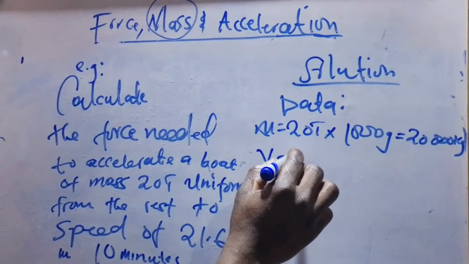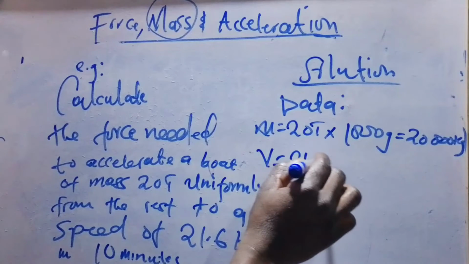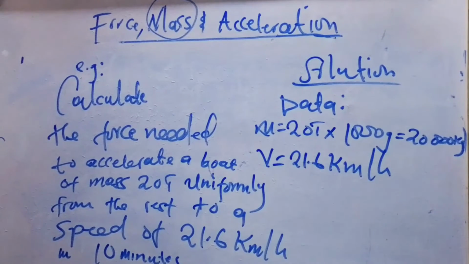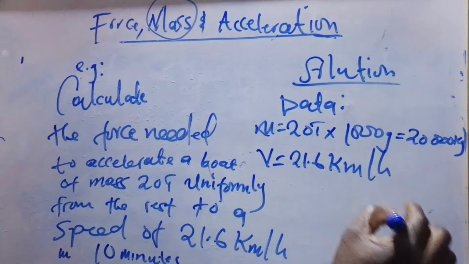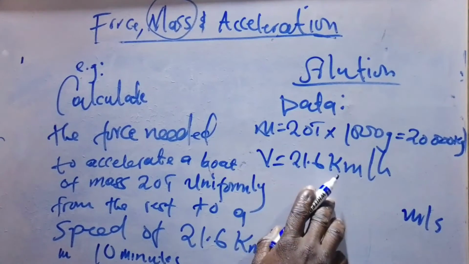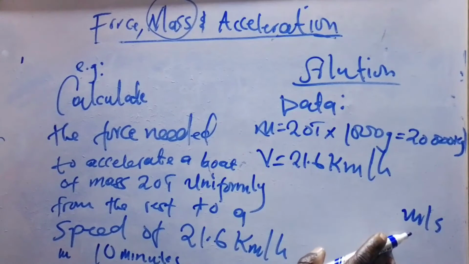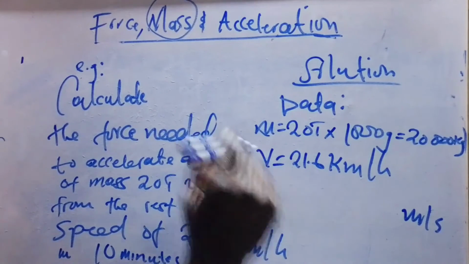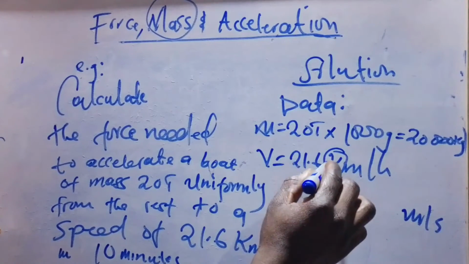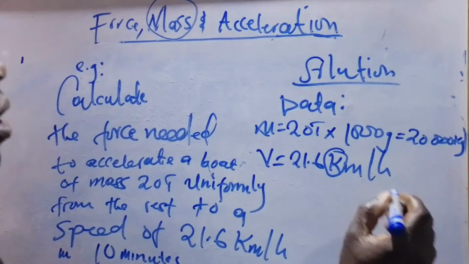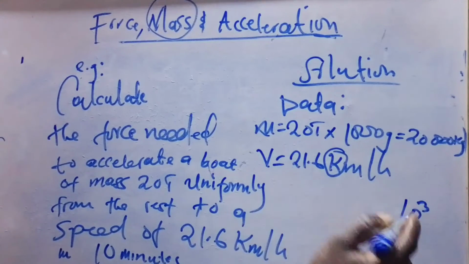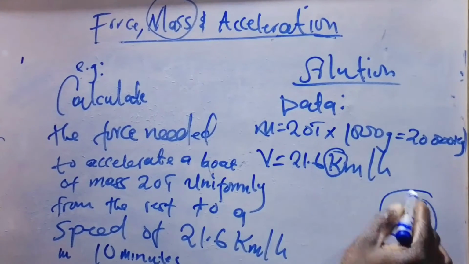Velocity is 21.6 km per hour. And remember that velocity is measured in meters per second. So we have to convert this 21.6 km per hour into meters per second. So how do we do this? We all know that where there's k, where there's kilo, it is made up of 10 power 3. So we are going to substitute this k with 10 power 3.